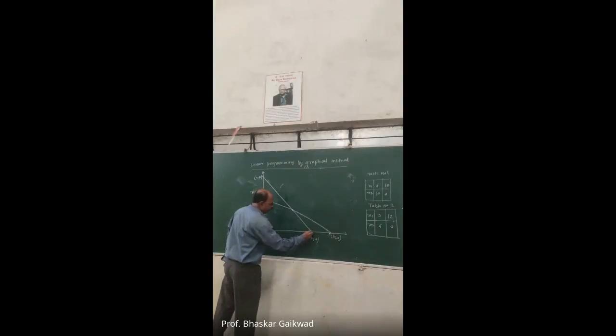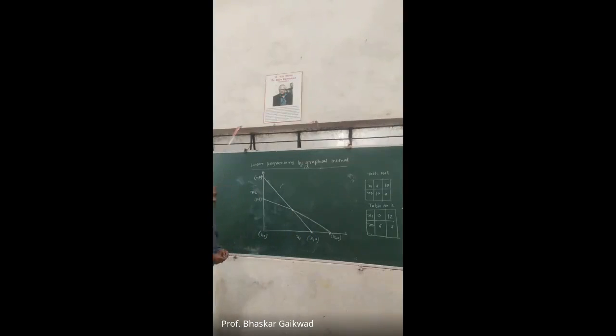Correct. So up to here it is clear. For X2, a little bit of change should be there. X2 here should be 0, and here it should be 6. So here is 1 point, here is 1 point, here is 1 point. So 3 points you will get.